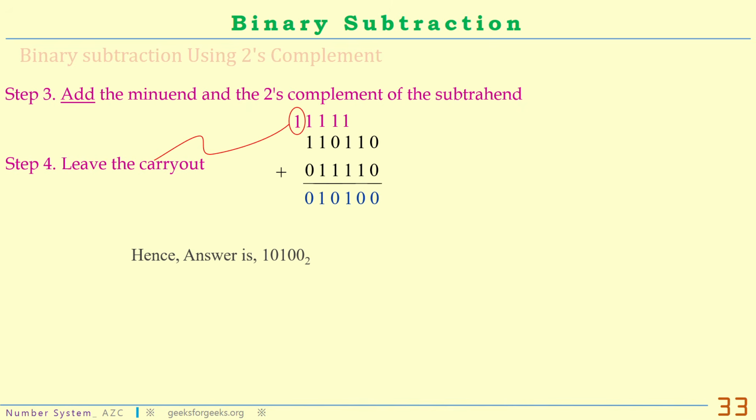Step 4. Leave the carry out. Don't add in sum. Hence answer is 10100.